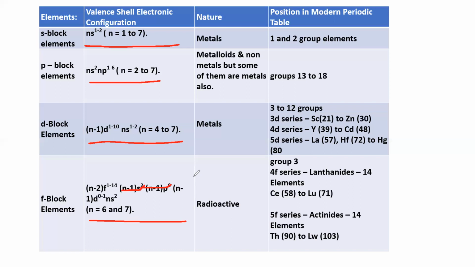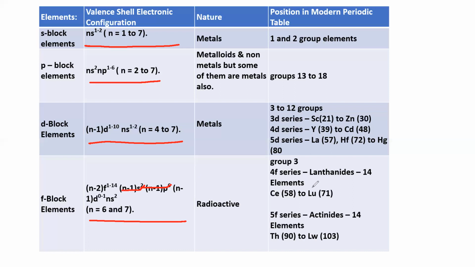The F block elements are all radioactive, and they start from the 4f series lanthanides and the 5f series actinides. There are only two series, 4f and 5f, and each series consists of 14 elements. The 4f series lanthanides have 14 elements, from cerium to lutetium. Lanthanum is the first element, but we will not keep it in the 4f series because it belongs to the D block. Similarly for actinides, after actinium we have thorium to lawrencium, with thorium having atomic number 90. So these are the F block elements.